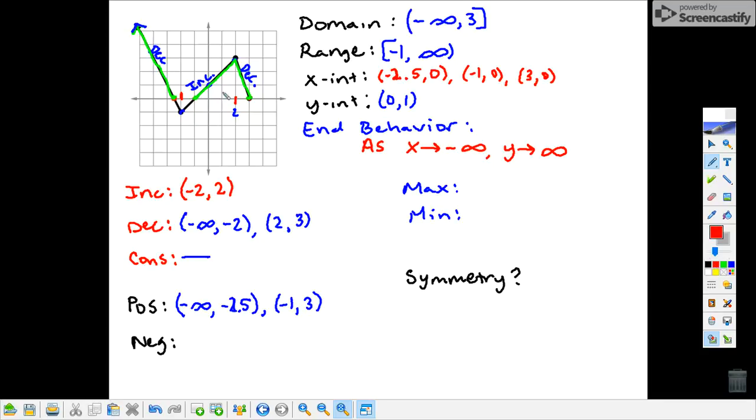Which means the interval where it's negative would just be this little interval right here from -2.5 to -1.